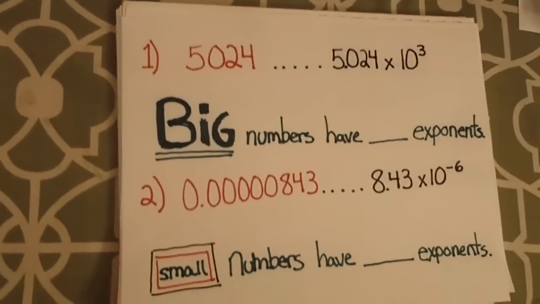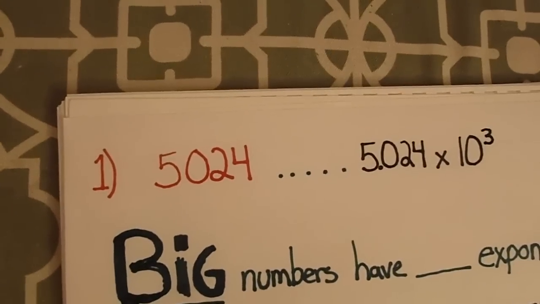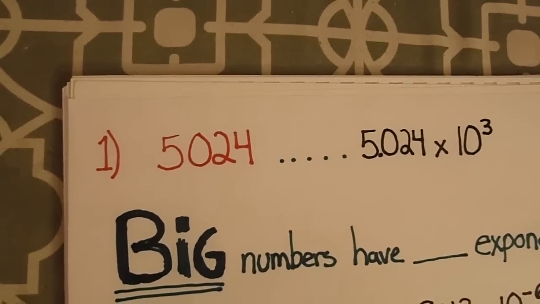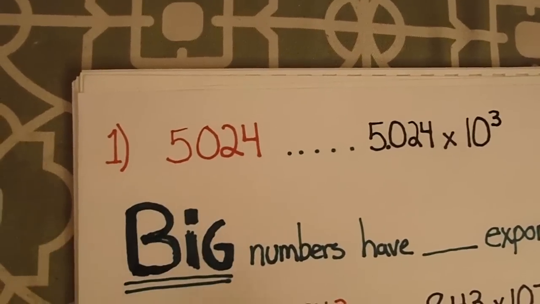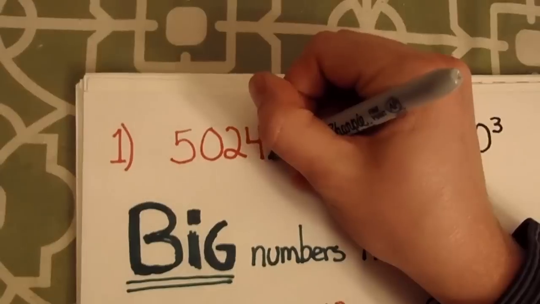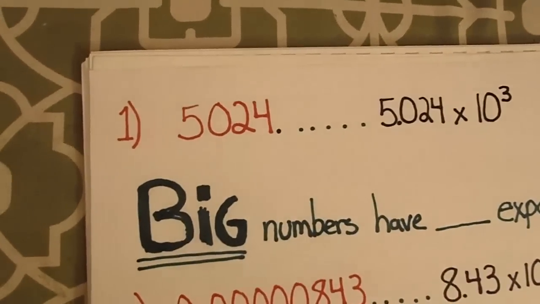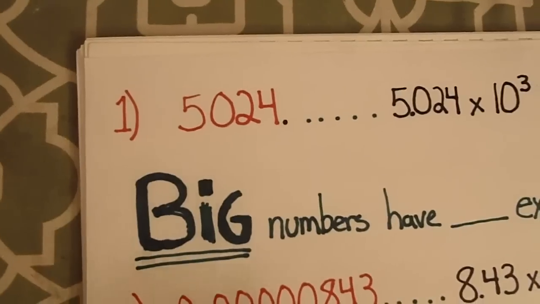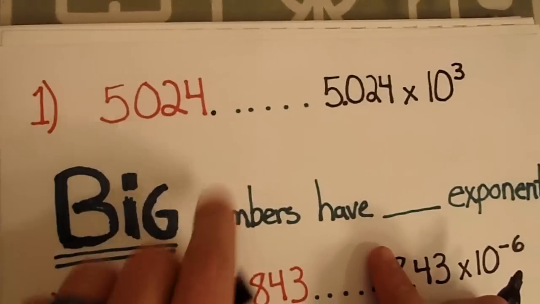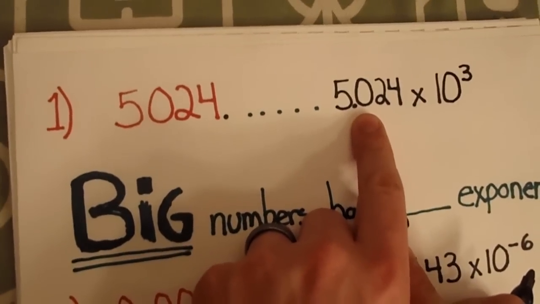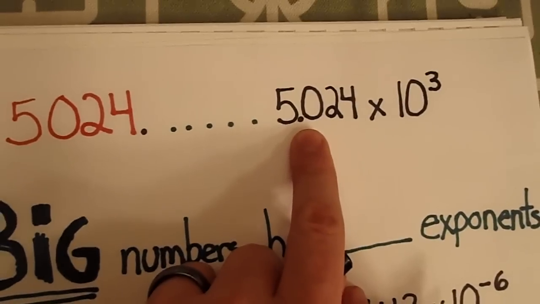Okay, so here we go. We have 5,024. It's still a big number. So take a look. We want to have a number that's going to be between 1 and 10. So I'm going to need to move my decimal point that's originally right here, and I need to move it to a different spot so that my new number is between 1 and 10. Well, if we take a look at what has already been done, we see that the person who has done this one has placed the decimal point in between the numbers 5 and 0.